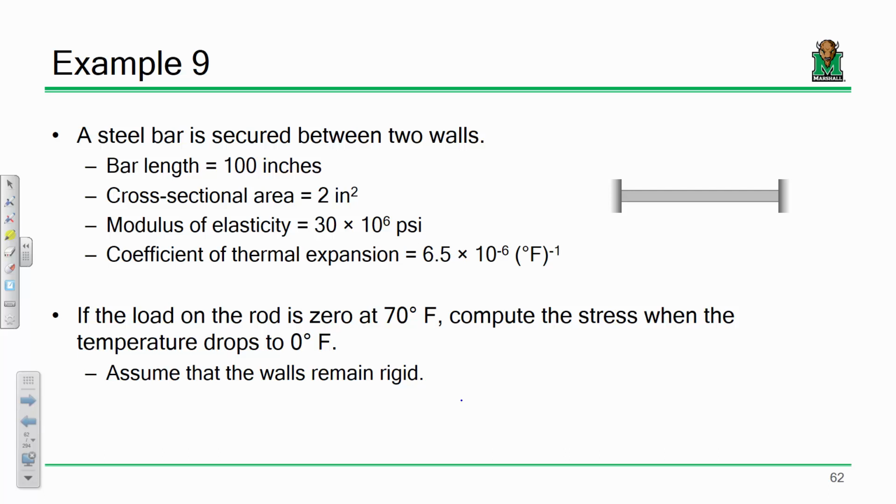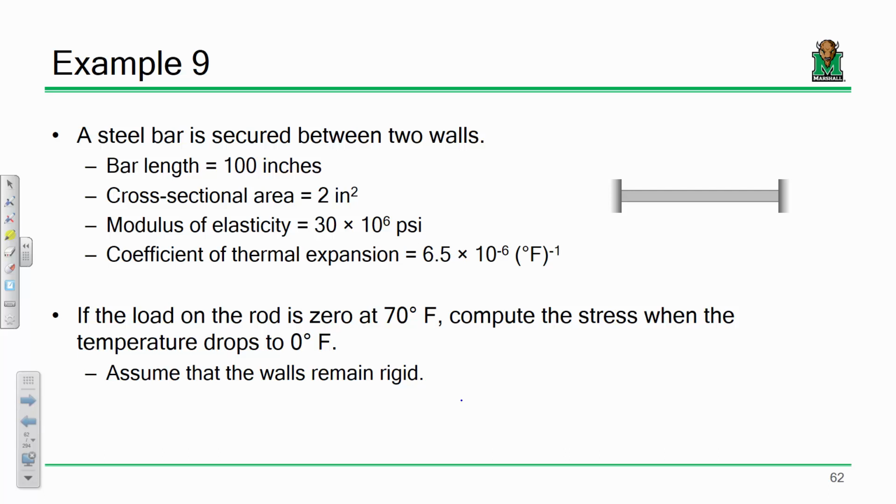I'm holding this bar like this, okay? And then Mr. Freeze comes in and tries to cool down the bar. What's the bar going to want to do? It's going to want to get shorter, right? But the walls are right there, and they're not letting it get shorter. So what type of force is the bar experiencing? It's experiencing tension. The bar wants to get shorter, but the wall is having to pull it back, okay?